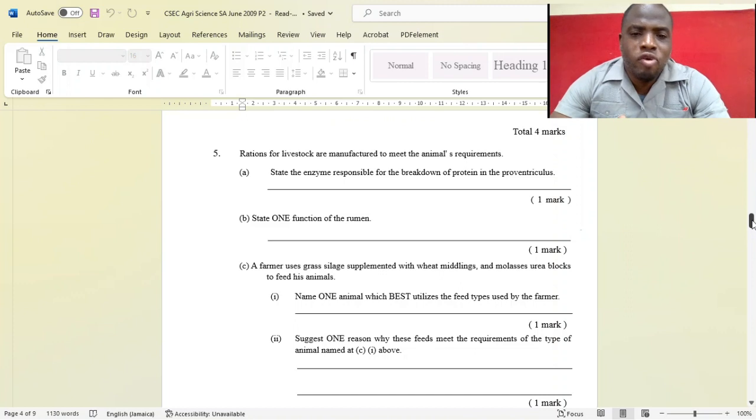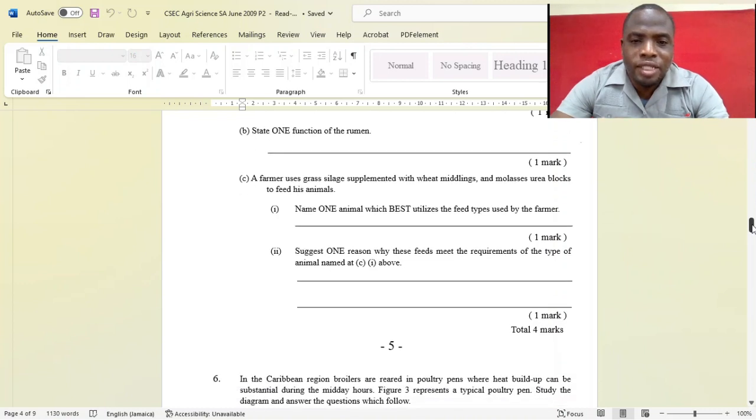It says state one function of the rumen. And we know the rumen is one of the first compartments of the ruminant digestive tract. What it does is store the food temporarily, and also you have the microorganisms such as bacteria and protozoa located there, and so they are able to assist with cellulose digestion. It's a large sac, and so fermentation due to these microorganisms occurs.